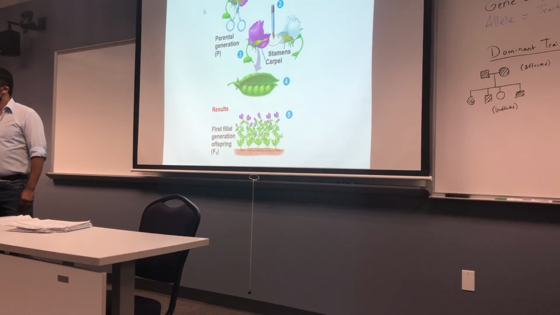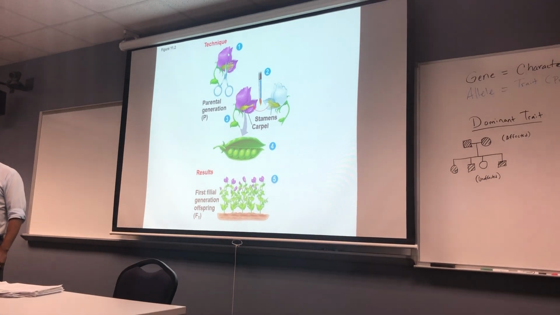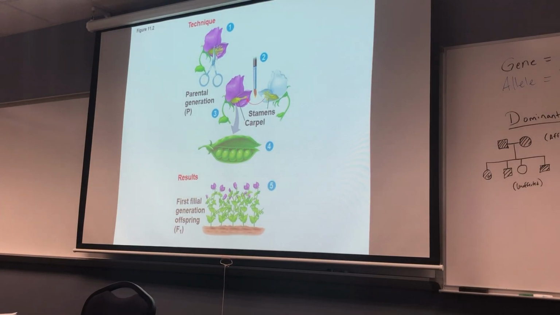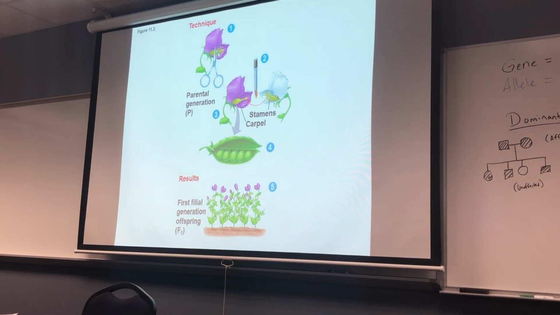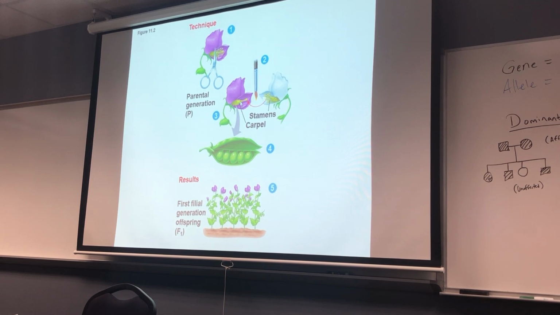So in this experiment, he grabbed these purple flowers and cut the stamens. Notice here that they don't have the stamens. So they're not able to produce their own pollen, okay? So self-pollination is not an option. They only have the carpel right there, the egg producing cells.